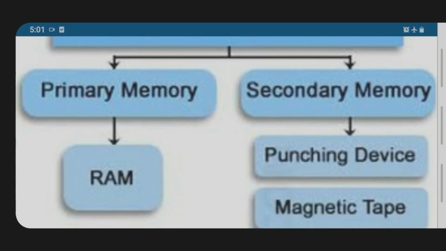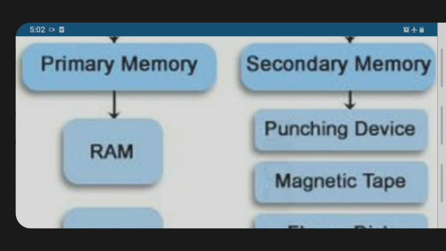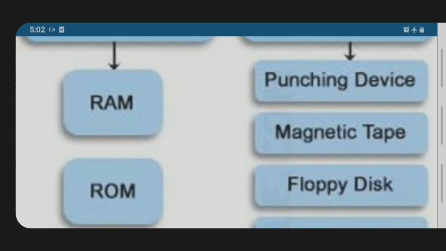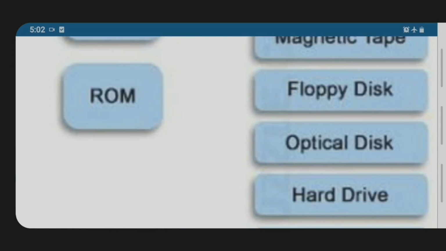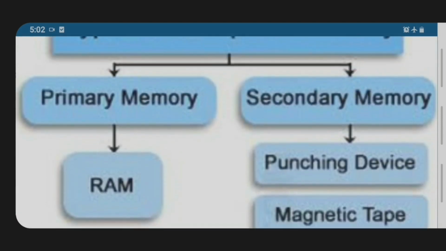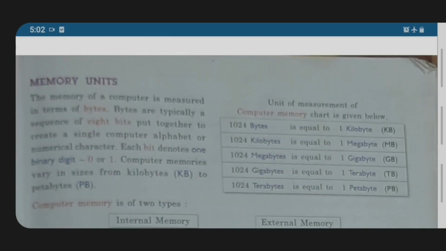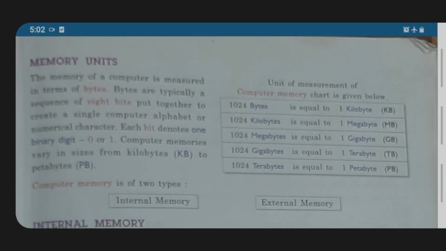You can see the types of primary memory are RAM and ROM. RAM, random access memory. ROM, read-only memory. In the storage devices, you can see punching devices, magnetic tape, floppy disk, optical disk, hard drive, flash disk. These all are the types of secondary memory. Now we will study what is given in the book. You can see in the textbook, you can read it.